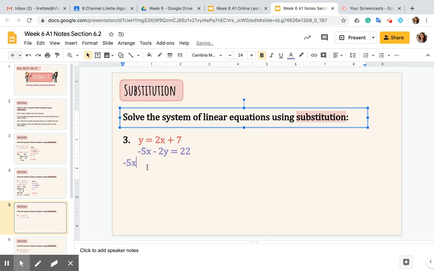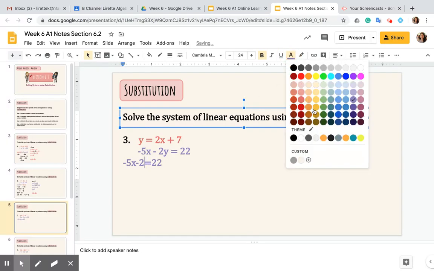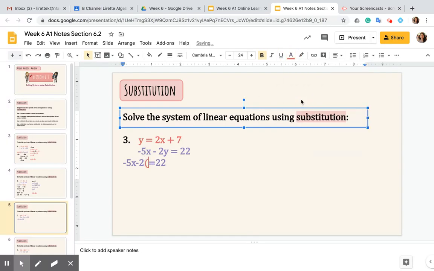So I'm going to take this equation, I'm just going to rewrite it, and I'm going to replace this y, and again, use parentheses, with everything that y is equal to, 2x plus 7. So again, if you don't utilize parentheses, you're going to lose this operation of multiplication, which is what's happening here with this -2 and this variable. So it's a little bit of a more complicated equation now.